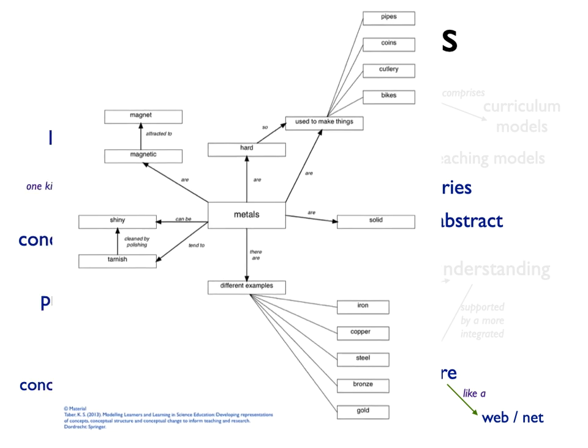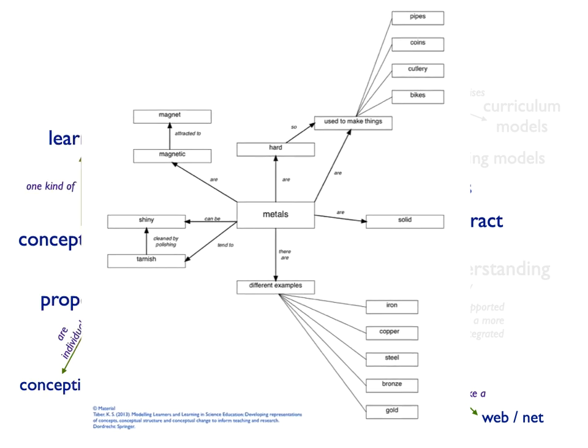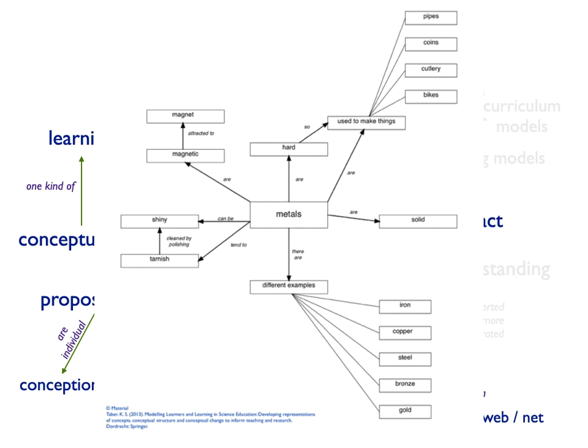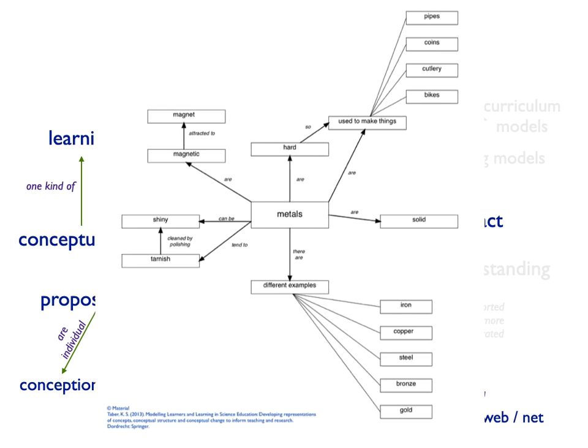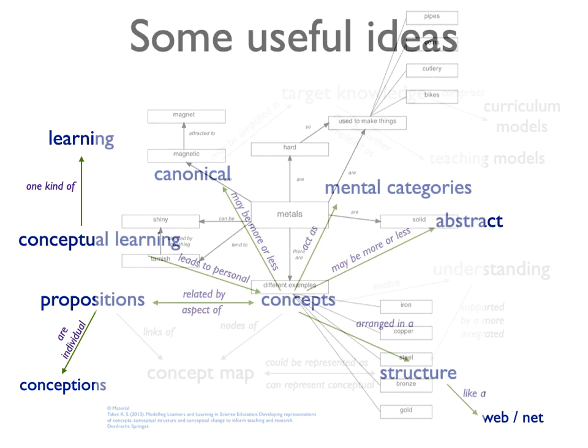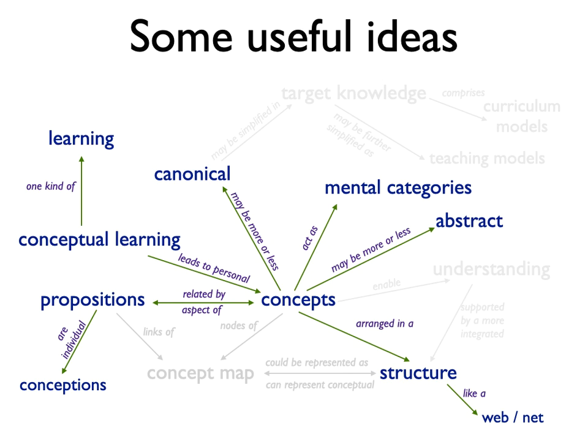We might suggest the content of a concept is the sum of all those propositions, all those conceptions, that is, all those connections embedding the concept in the wider conceptual structure. A person's concept may be more or less canonical according to how well the component conceptions match the scientific account. We can model the conceptual structure in a simplified way as a kind of concept map.